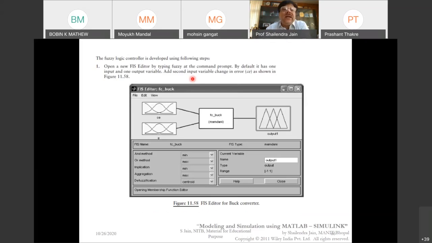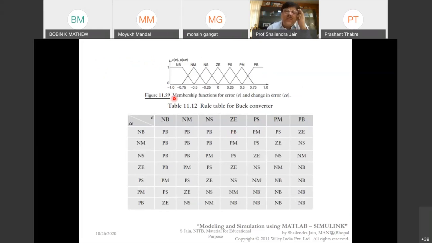You can see here, this is the MATLAB window, FIS editor, error and change in error. This is my fuzzy rule base and this is the output. So you can see, just for simplicity, for error and change in error, triangular membership functions are chosen. This is my 0 membership function. Then we'll have positive small, positive medium, positive big. Positive big is chosen trapezoidal. Anything greater than 0.75 error is positive big, having one membership function.